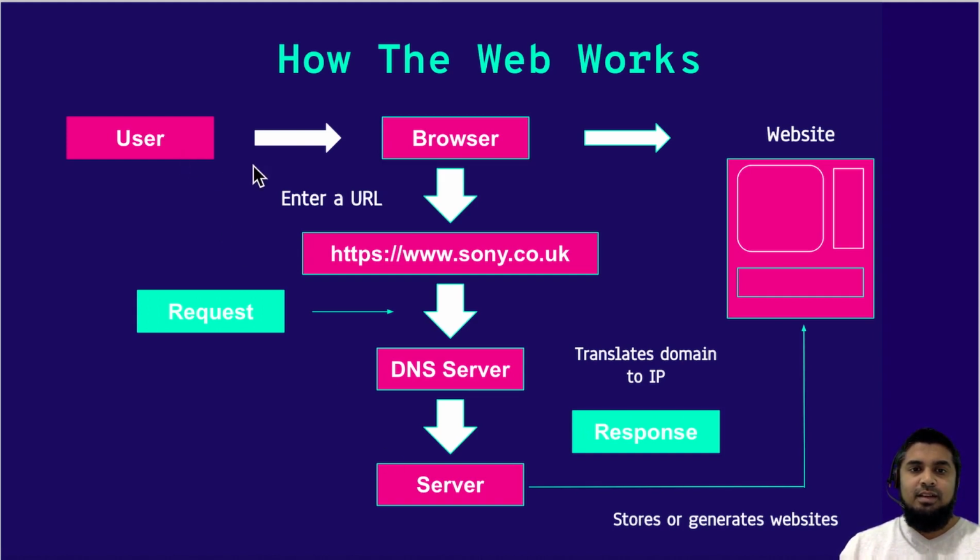Now, as you can see in front of you is a brief overview of how the web works. So first of all, you have a user. Now that user could be me, it could be you. What does a user do when they want to go to a website? They open up their browser. And most modern browsers have a URL bar at the top that allows you to type in a full web address. But not only that, they also allow you to type in keywords.